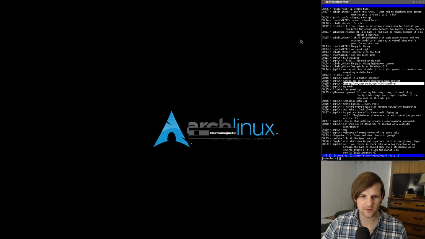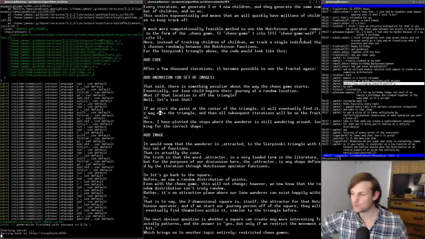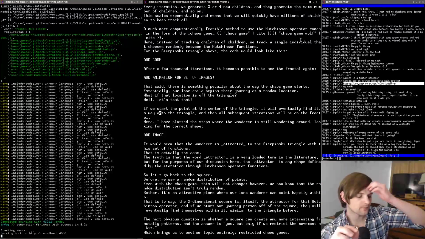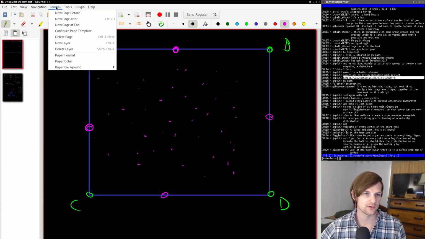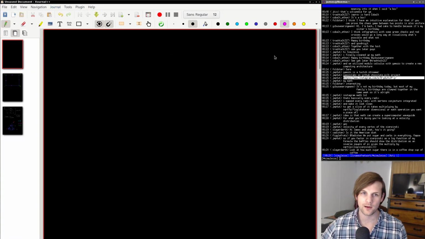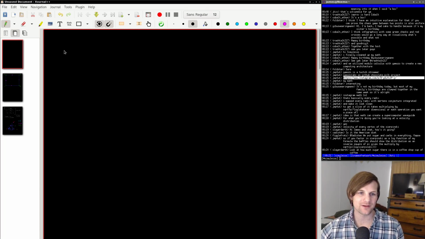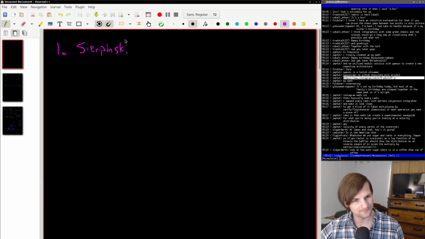Okay, so let's talk about the visualizations we need. So first of all, what do you guys think? So here's the general flow for that chapter. Let's go journal, new page. Here's the general flow for the chapter. We start by introducing the Sierpinski triangle. One is Sierpinski. That's how you spell it. I promise. I'm like 90% sure.